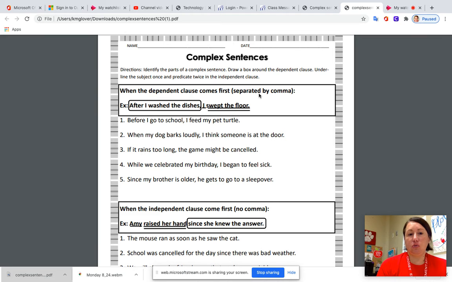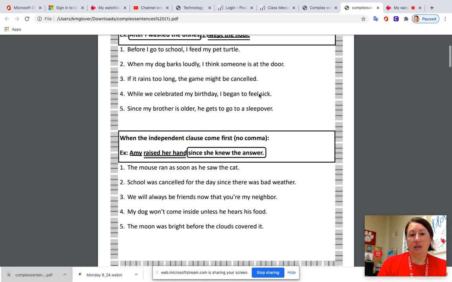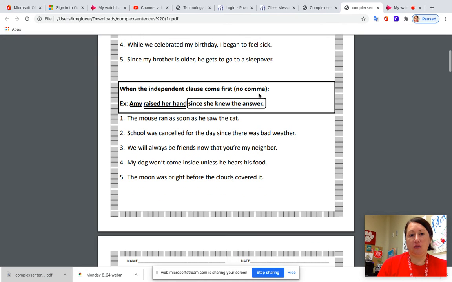Okay, so just to review what part one was about, we talked about when a dependent clause comes first and we have to separate it by a comma. When the independent clause comes first, then there's no reason for a comma. So the independent clause can stand alone by itself as a sentence. The dependent clause cannot. So look at these examples.